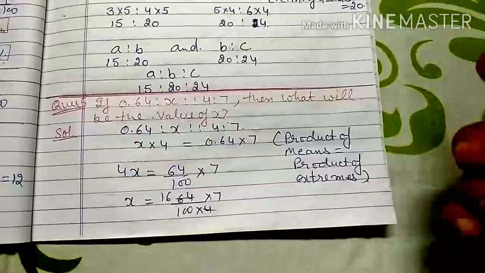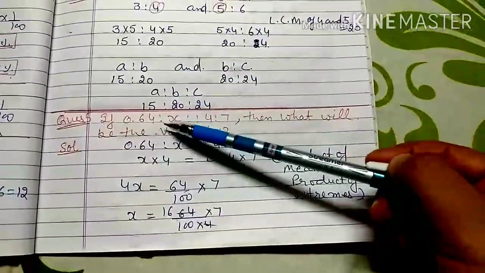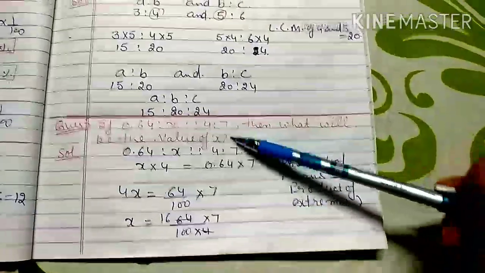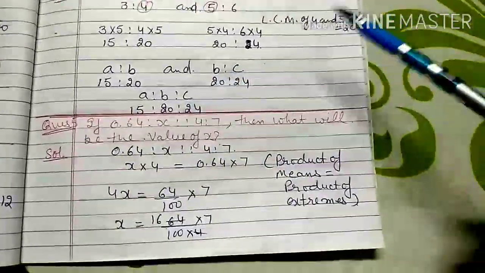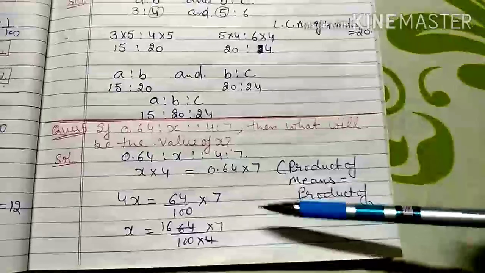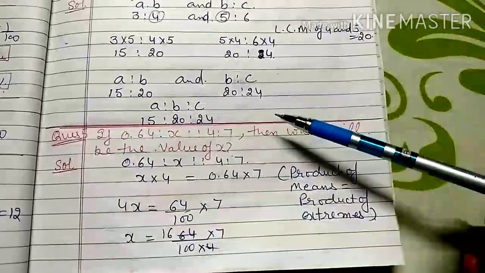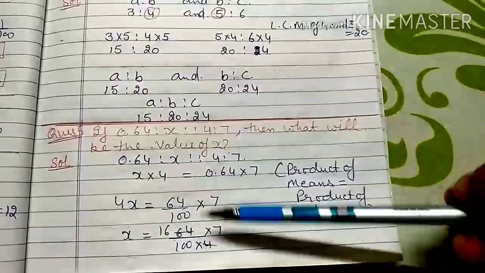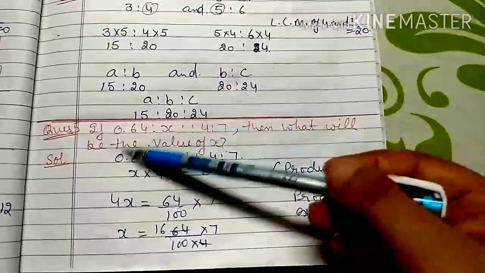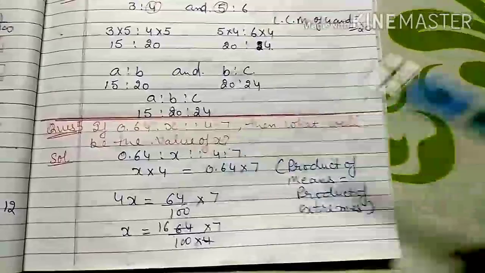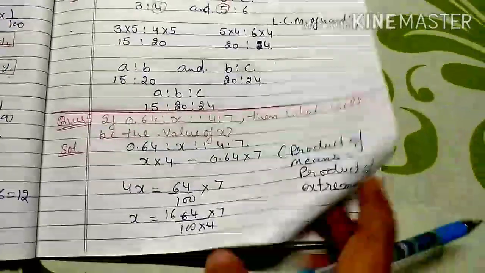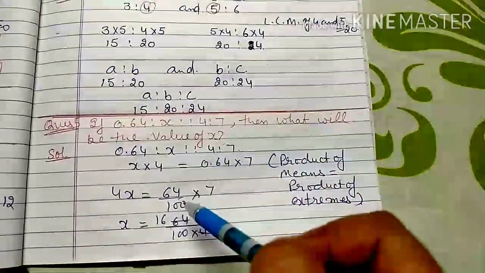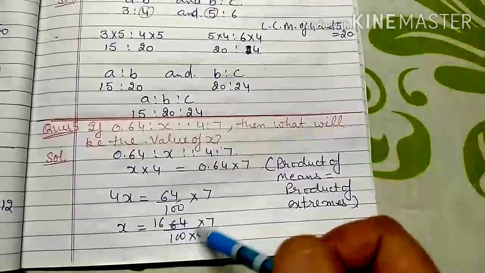Now my next question is, if 0.64 ratio x is in proportion to 4 ratio 7, then what will be the value of x? Here you can directly apply the proportion rule, that is product of means is equal to product of extremes. Means these two terms will be multiplied with each other, and 0.64 into 7, product of extremes. Now when you cross multiply the terms, x is equal to 64 by 100 into 7 by 4.